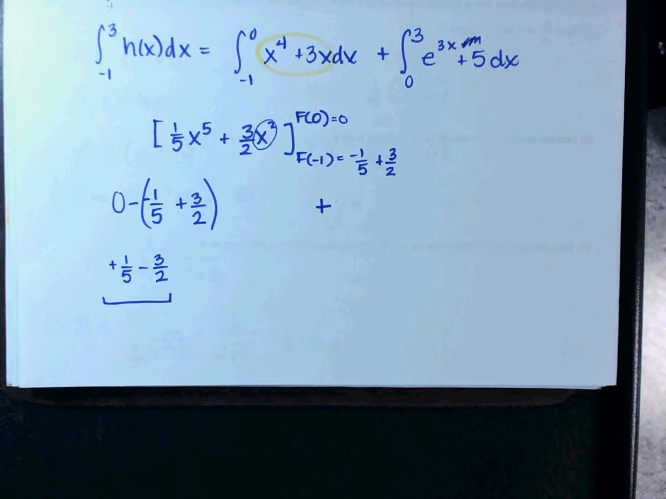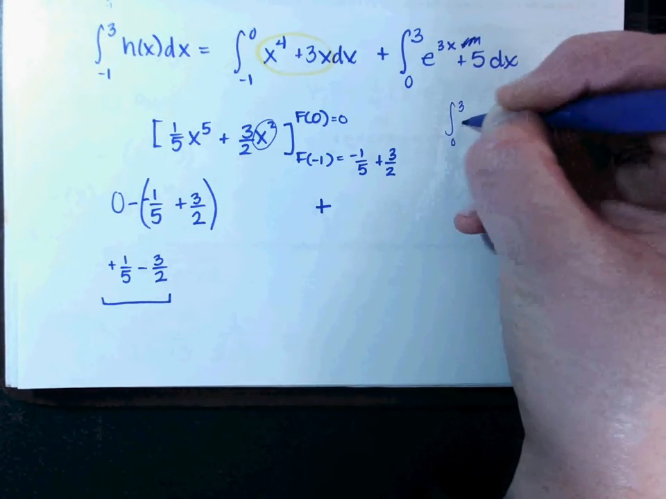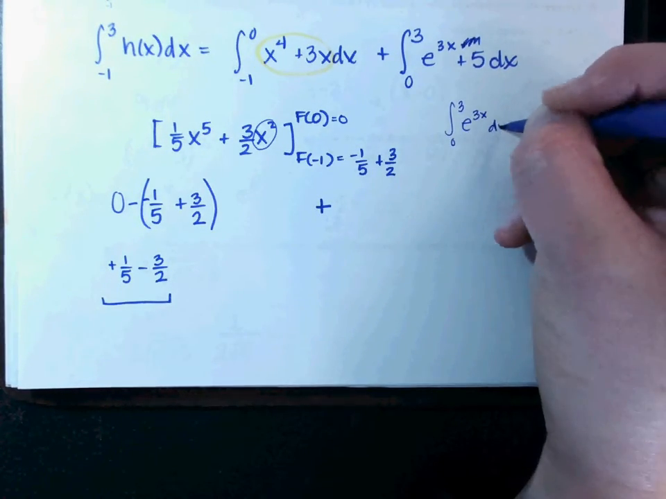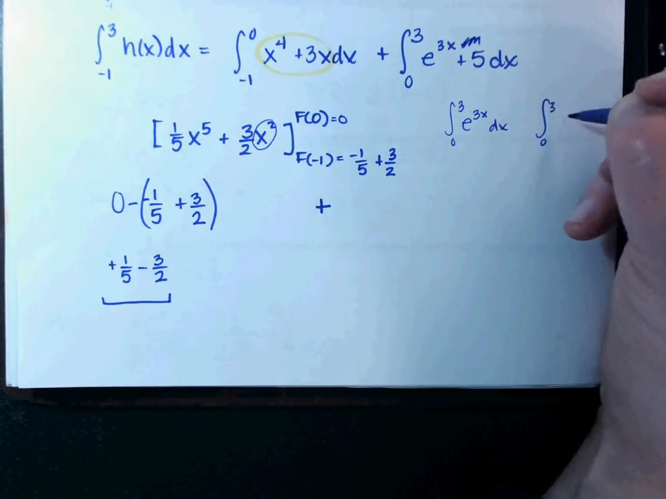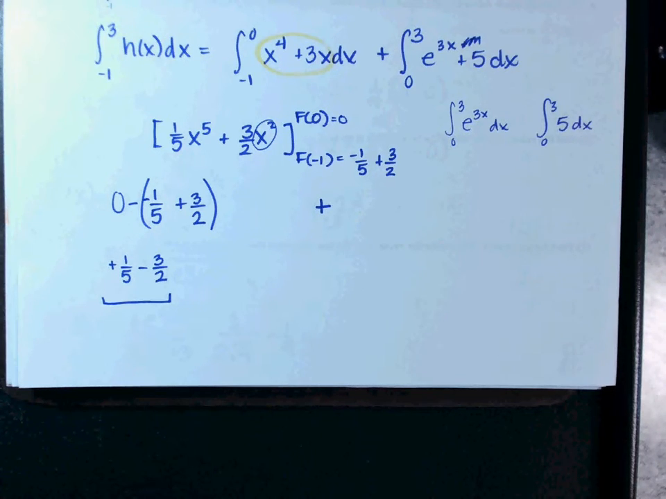For the second integral, what are you going to need to do? U sub? Are you going to need to do U sub on the whole thing? No, you're going to have to split up your second integral into 2 pieces. I would break this up into 0 to 3 of e to the 3x, and then 0 to 3 of 5. You can't do U sub with the 5, because the 5 doesn't need U sub, but the e to the 3x does. So for my first chunk, let's do that one first.